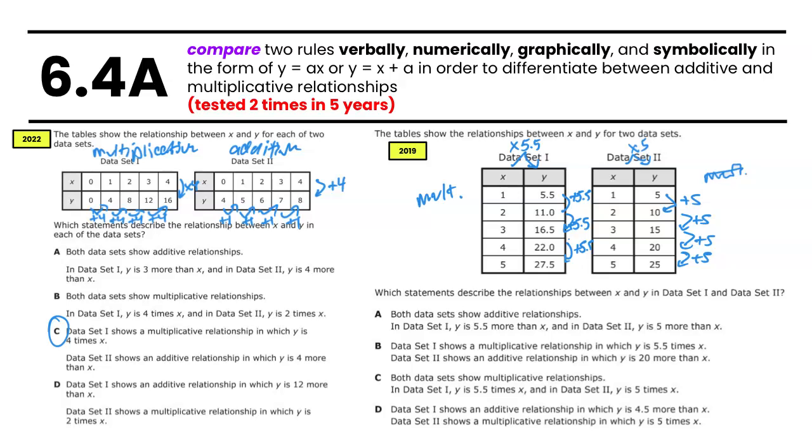And so if we look for the correct answer, since both of these are multiplicative relationships, our correct answer that we're looking for in this case is going to be letter C. Before I move on from these two problems, one thing I want to note is that it's very likely that this could be an inline choice problem in the future.